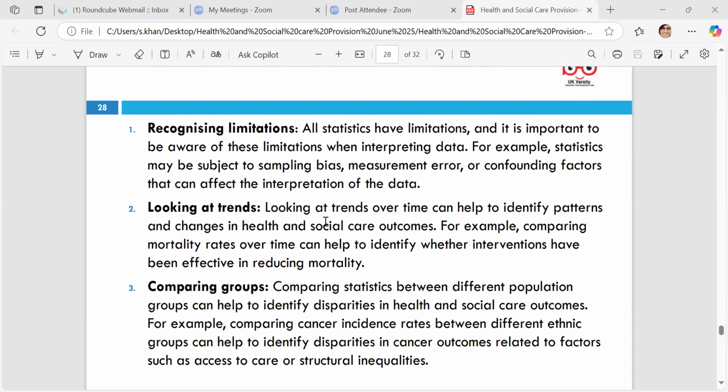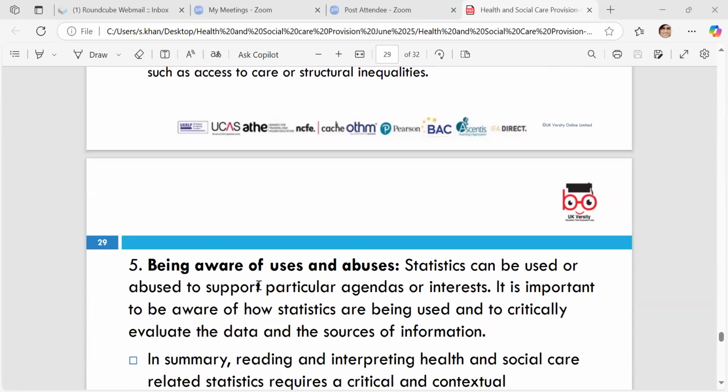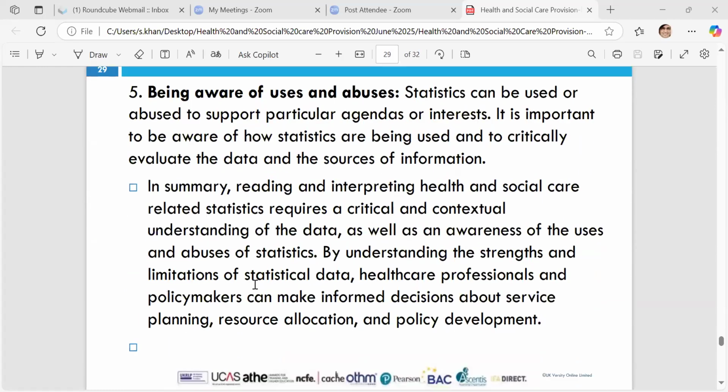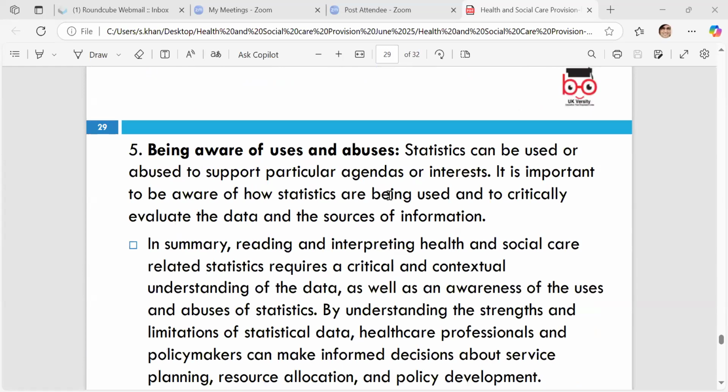Looking at trends is looking at identifying patterns and changes, for example, comparing mortality rates over time, comparing groups, making sure that the different groups can be able to look at disparities. So different groups, different areas, for example, comparing cancer rates in one area, different ethnic groups and disparities, and making sure there's no inequalities. Being aware of any sort of abuses is really important.